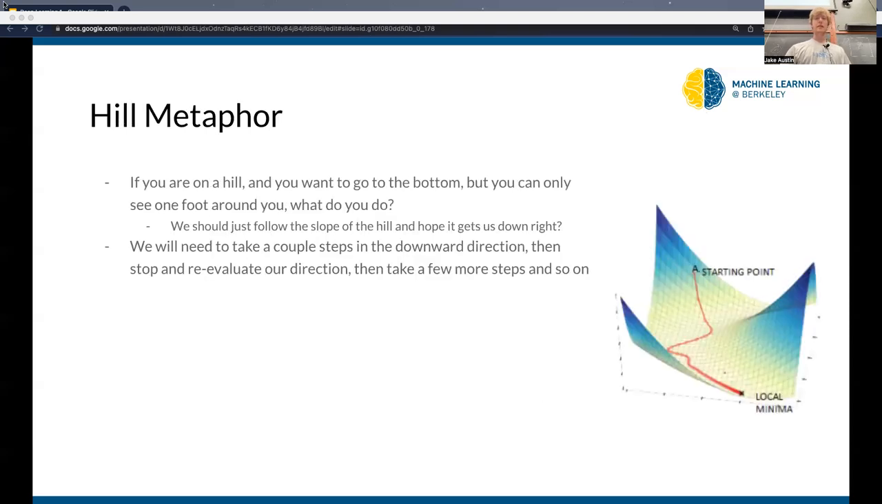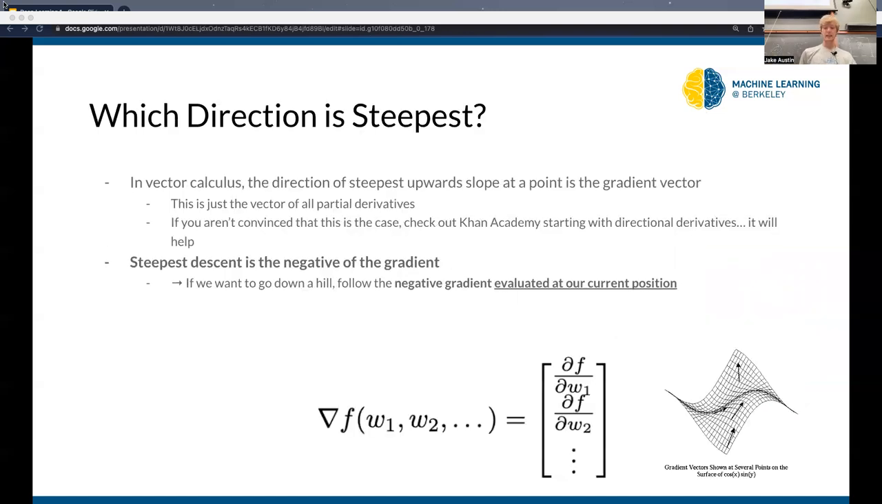So I want to make a metaphor here. If you're on a hill and you want to go to the bottom, but you can only see 1 foot around you, what are you going to do? The best move you can do is you're probably just going to take a step in the steepest downward direction. Since you can't really see everything around you, you're probably just going to take a couple small steps in the direction of steepest descent. Stop, reevaluate, figure out, okay, has the direction of steepest descent changed? And then keep on trucking. This is how we're basically going to optimize our neural network.